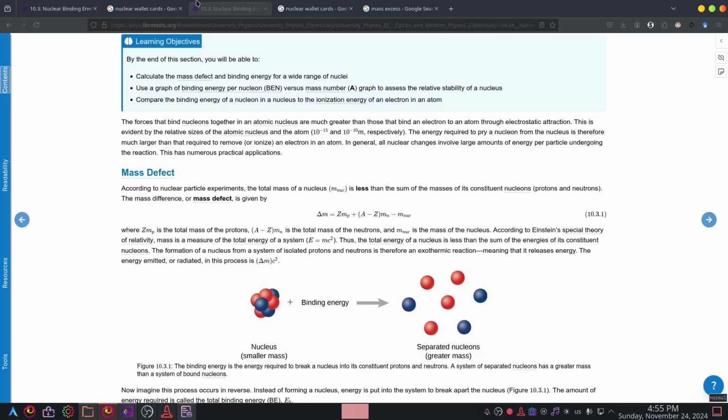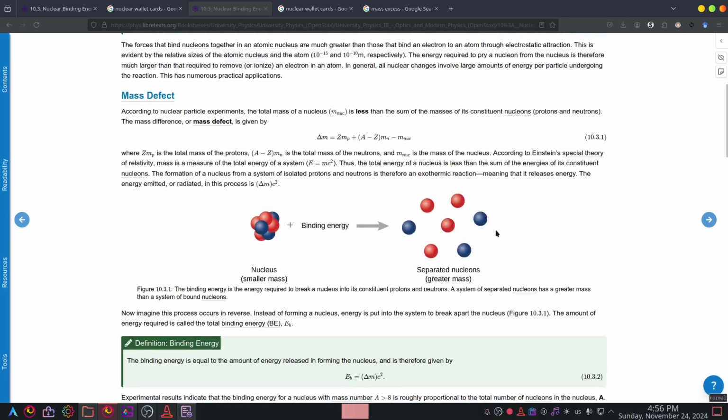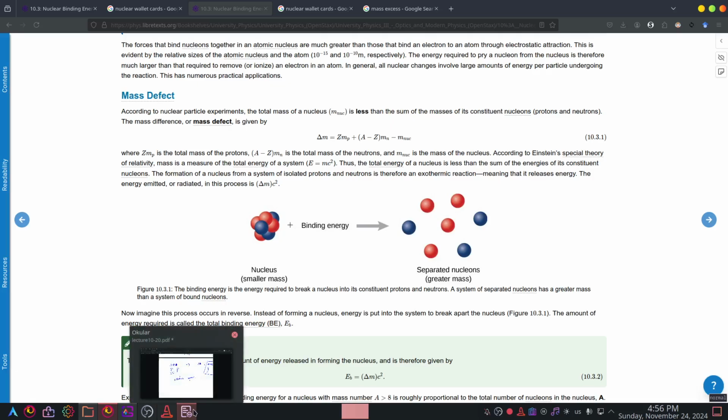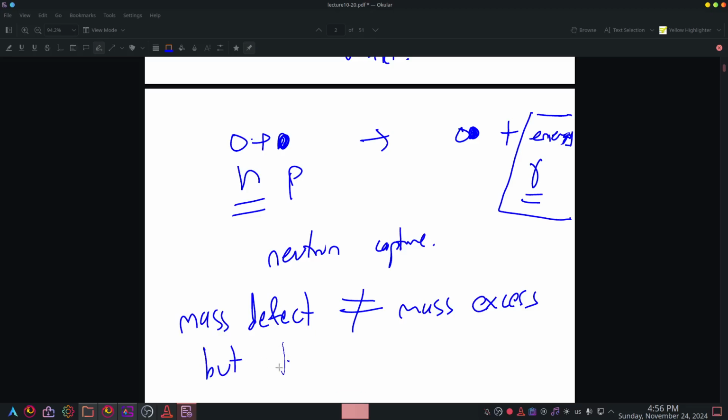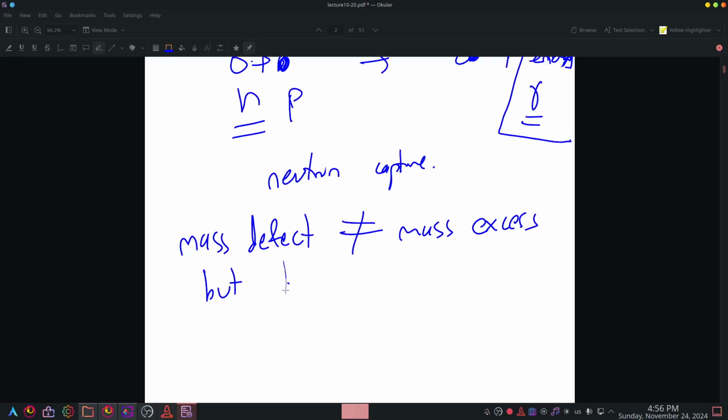A useful way to measure how much binding energy there is is to use something called mass defect. This is not to be confused with mass excess, because there are two of these mass terms used. Online you may see both mass excess and mass defect. They are different. I want to make it clear they are different, but they describe more or less the same thing. Mass defect is not mass excess, but they describe similar things. They are both used to calculate binding energy.